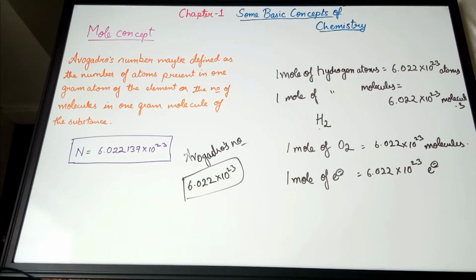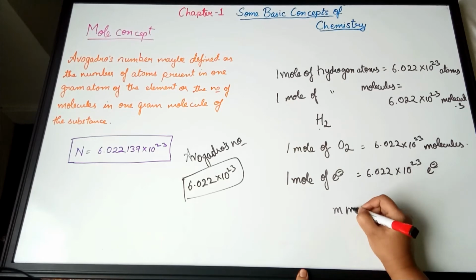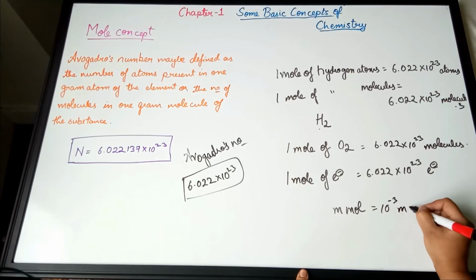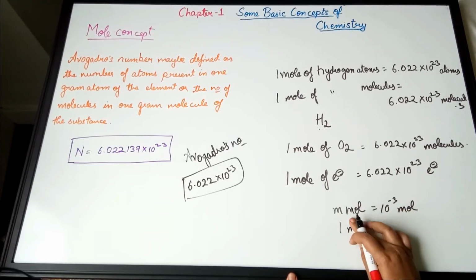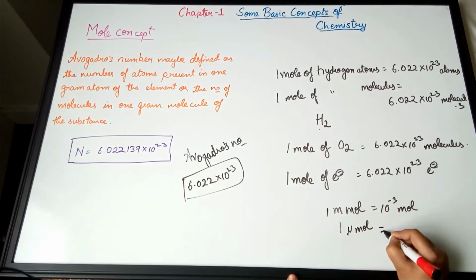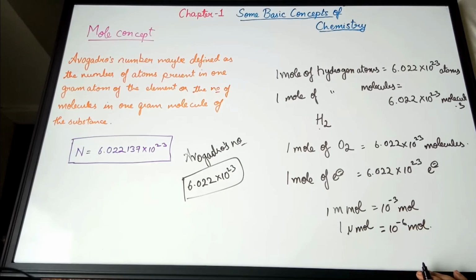And obviously, sometimes mole might be too big of a number to convey. So you have millimole, which is equal to 10 to the power minus 3 moles. You have micromole, which is equal to 10 to the power minus 6 moles. Similar to how we spoke about kilograms having representation in terms of grams as well, our moles is also represented as millimoles, micromoles.